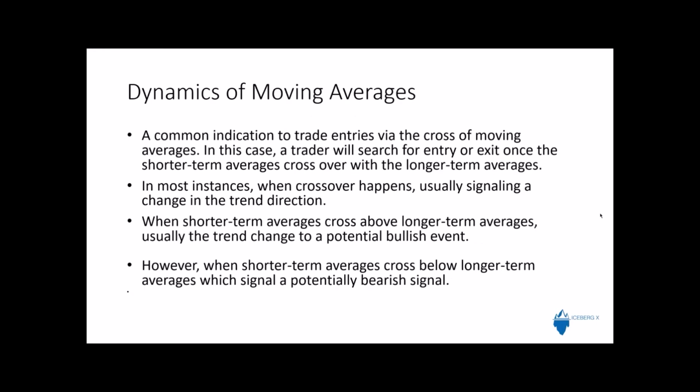So dynamics on moving average is actually very simple. I think basically the trader will just search for entry and exit once the short-term average crosses over the longer-term average. So I think in this strategy, moving average strategy is basically to look at crossovers. And whenever a crossover happens, usually it signals a change in trend direction. So say for example, when shorter term averages cross above the longer term averages, usually it indicates a potential bullish event. And vice versa, if a shorter term average crosses below longer term averages, it usually signals a bearish event that's about to happen.